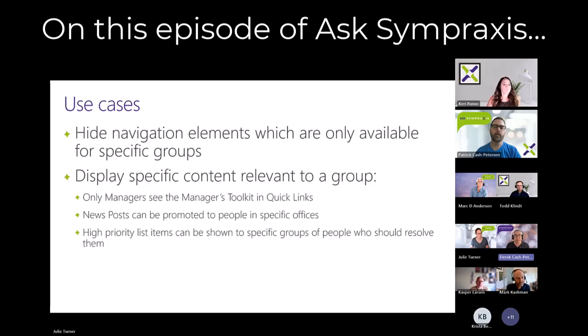Promote posts for people in specific offices. So whether it's an event or a news post that's relevant, say you're putting a news post out for a blood drive in the Boston office. It's not really relevant to folks in, say, the New York office.